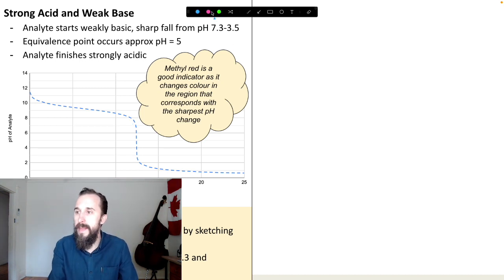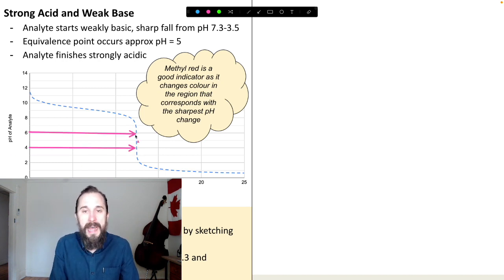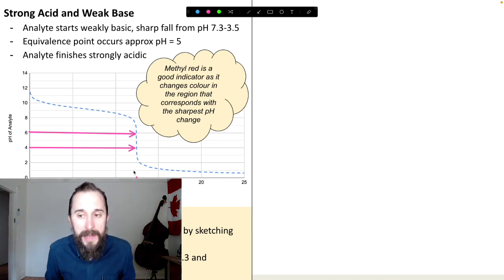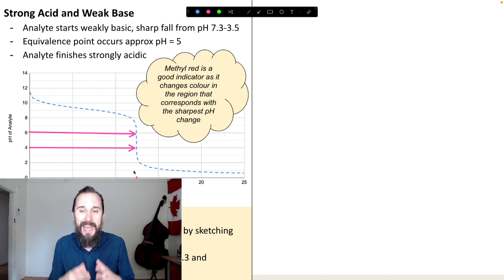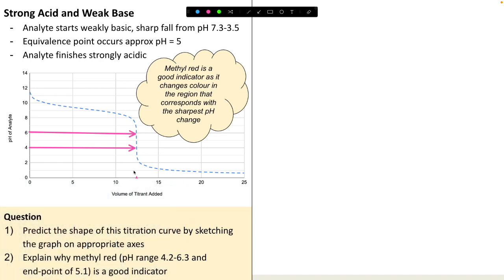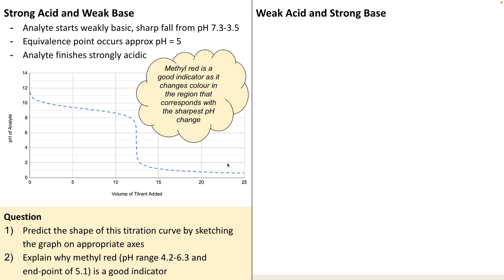So let's talk about methyl red then. Methyl red has a range of pH 4.2 to 6.3. So look at that. That's the color change within that real sharp drop, where the very small amounts of titrant that we're adding are going to cause huge drops in pH. Fantastic. All right, what about the weak acid and the strong base?